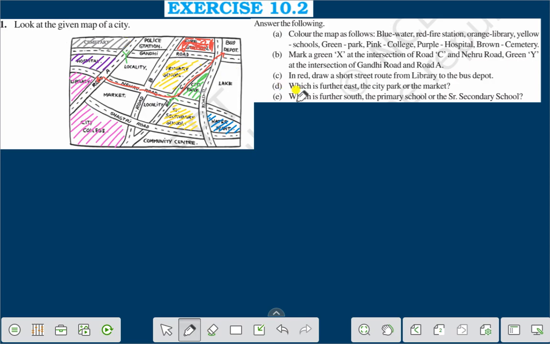And C, in red, draw a shortest route from the library to the bus depot. Here you see, this is the library and this is the bus depot. We have drawn a red route, the shortest route, from here. This is Nehru Road and up to here. From here, Road C, we go to the bus depot.